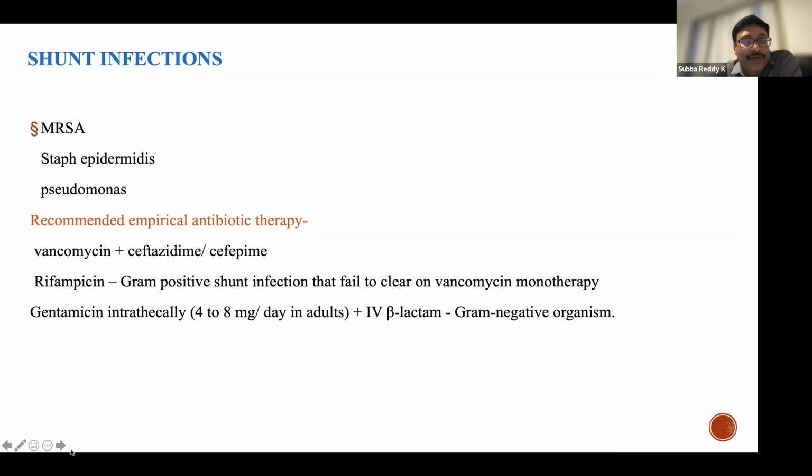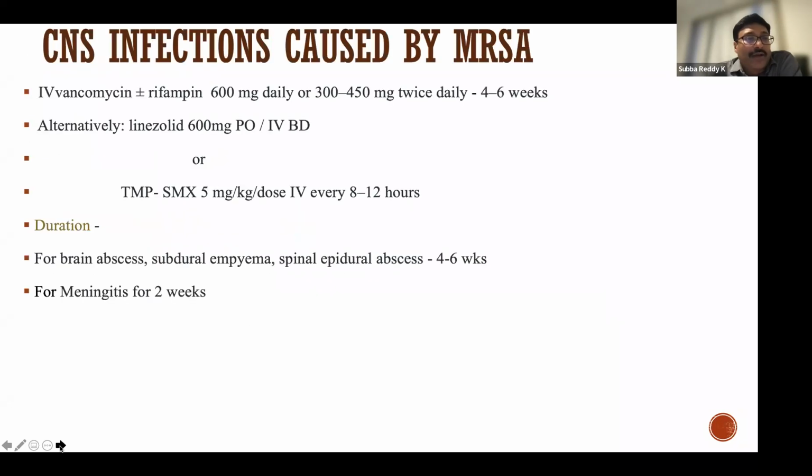So gentamicin can be used intrathecally, and we can use intrathecal colistin. We can use intrathecal vancomycin in these patients when they're not responding to regular antibiotics, if the drug resistance is very high in our ICU.